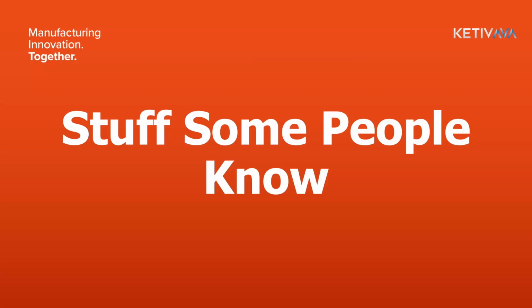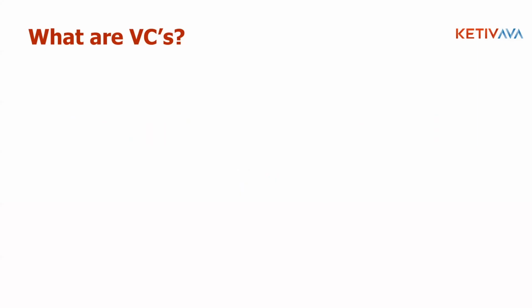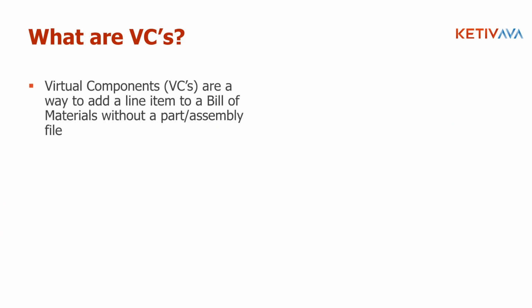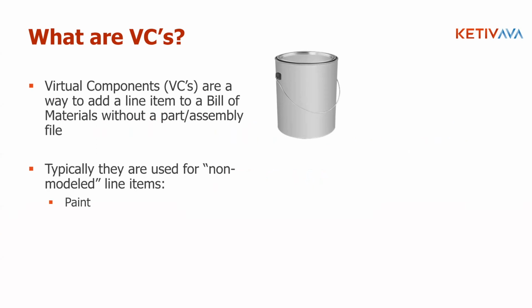So, stuff some people know about virtual components, and stuff that you should know so that you know whether or not they're the right tool to use and when to use them. So what are virtual components, or VCs, as we'll sometimes abbreviate it? They're a way to add a line item to a bill of materials without a part or an assembly file. Let me give you some typical use cases here.